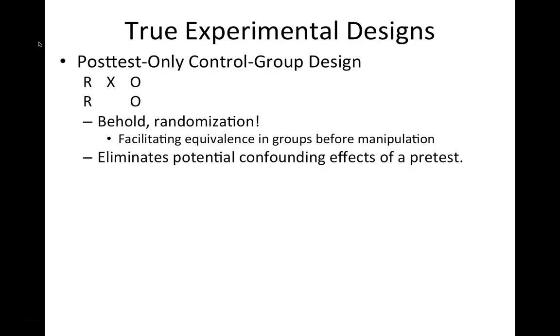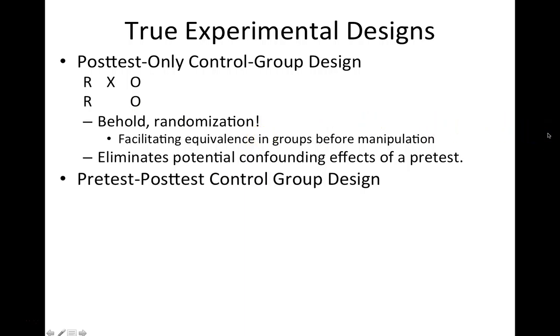There's not a pretest in this measure, so we just see here we have randomization, we have whatever manipulation or intervention we have here, and then we have our observation. So we don't have the potential confounding effects of a pretest.